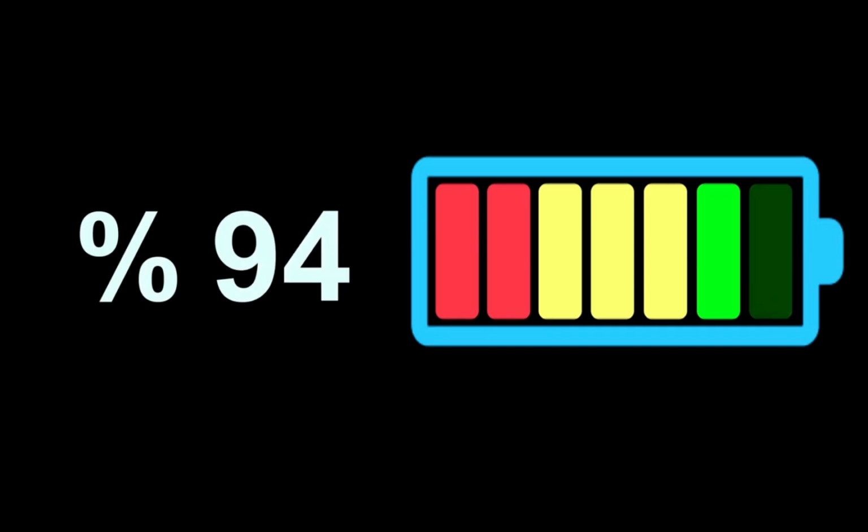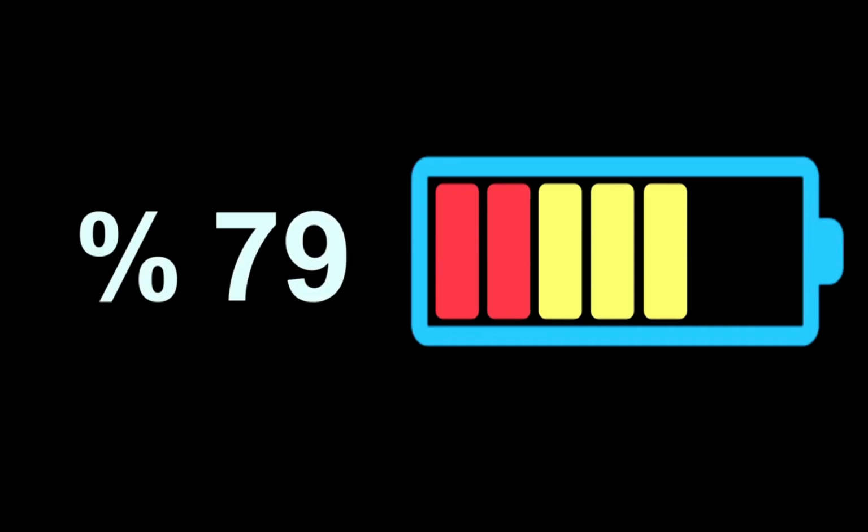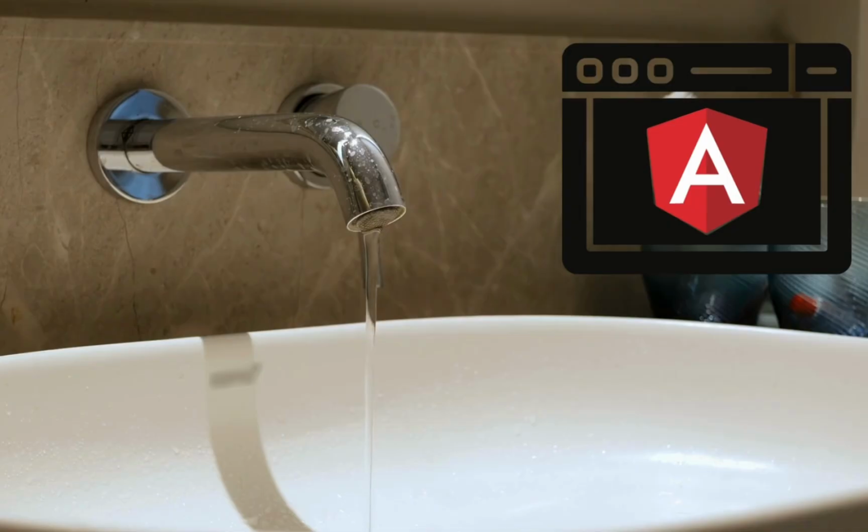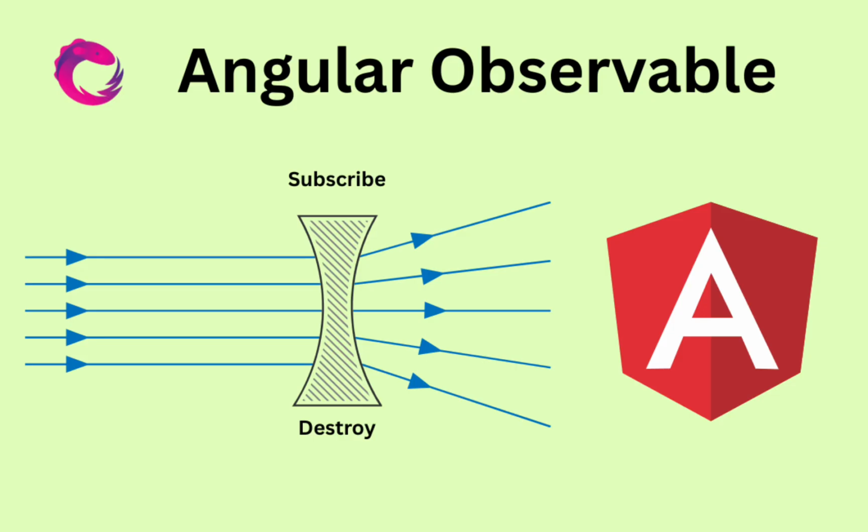Have you ever noticed your Angular application getting slower and slower the longer you use it? So you might be dealing with the most common and silent performance killer in our Angular application, which is a memory leak. So the number one cause of memory leaks in Angular is forgetting to unsubscribe from RxJS observables. It's an easy mistake to make, but it can have a serious impact on your app performance.